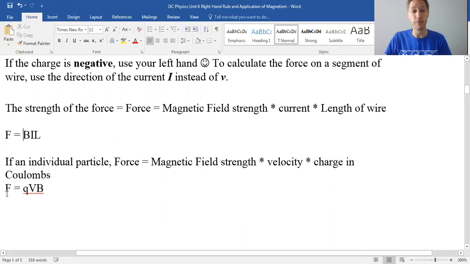Second equation, F equals qvB: charge of the particle in coulombs, velocity of it, and then the magnetic field strength. This equation here is useful to find out what the force actually is that's going to be pushing it around. So just some quick applications of this.